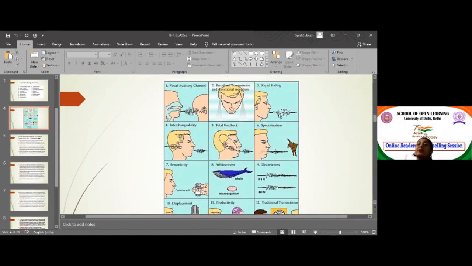All right, so here you can see in the diagram, they have shown rapid fading, that once the word has escaped the mouth, the noise or the sound, the vibrations soon disappear in the air, right?